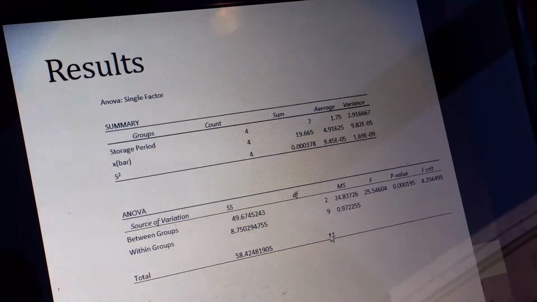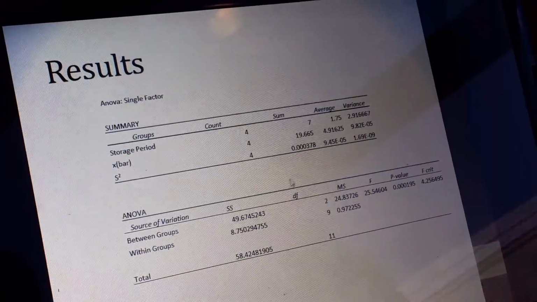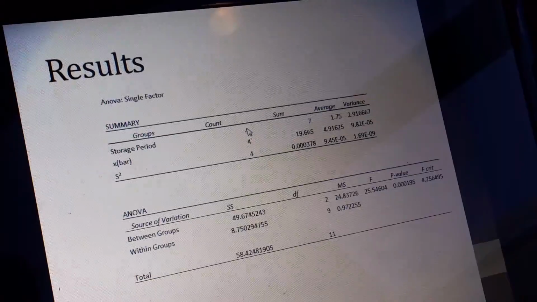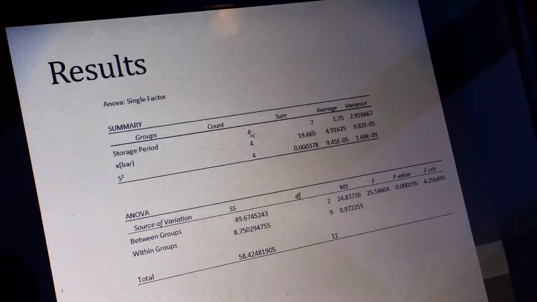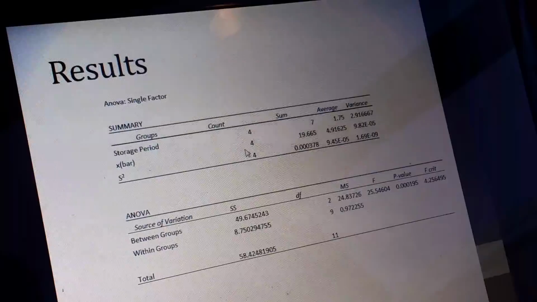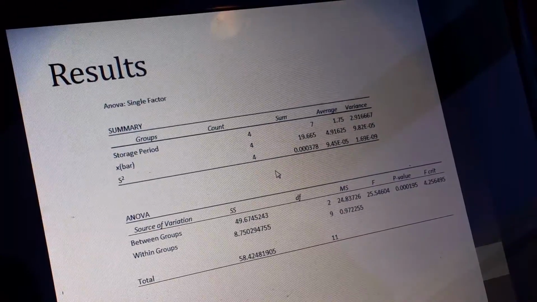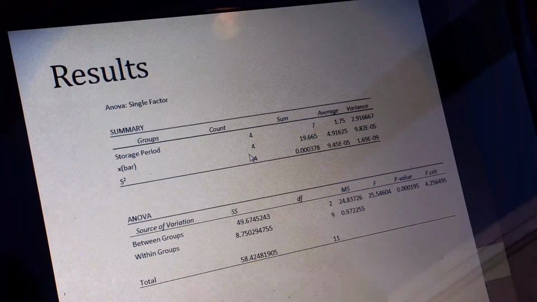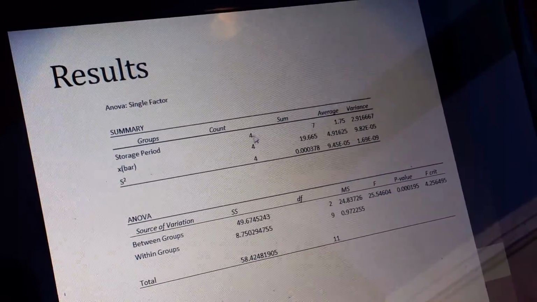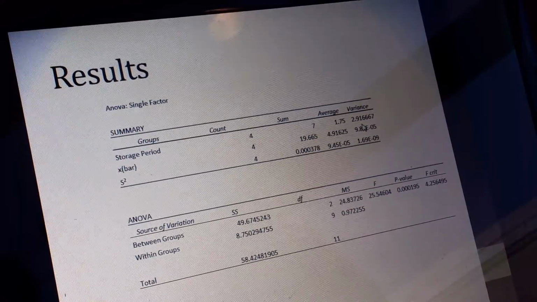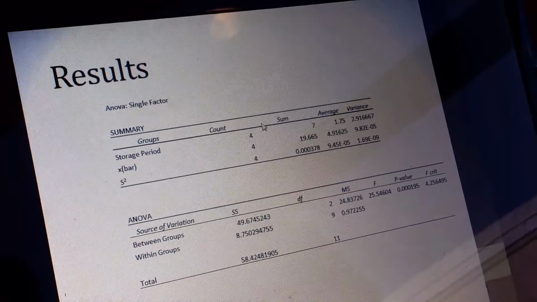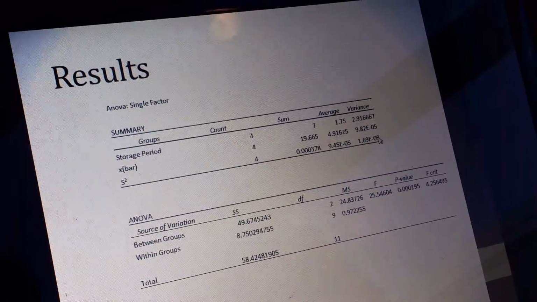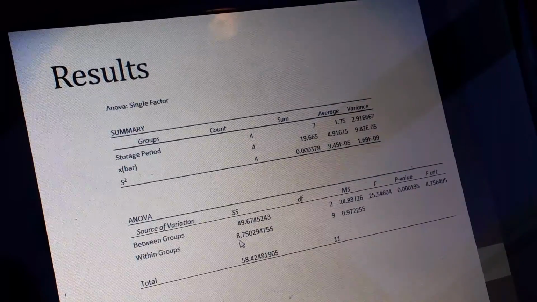We get 11. And here's where it starts to get a bit tricky. Just remember that to get degrees of freedom, it's minus 1, so remember right here there's 3 on each. In order to get the sum of squares within the groups, we multiply 3 times the variance, plus 3 times this variance, 3 times this variance, and we add them all up. That'll give us around 8.75.